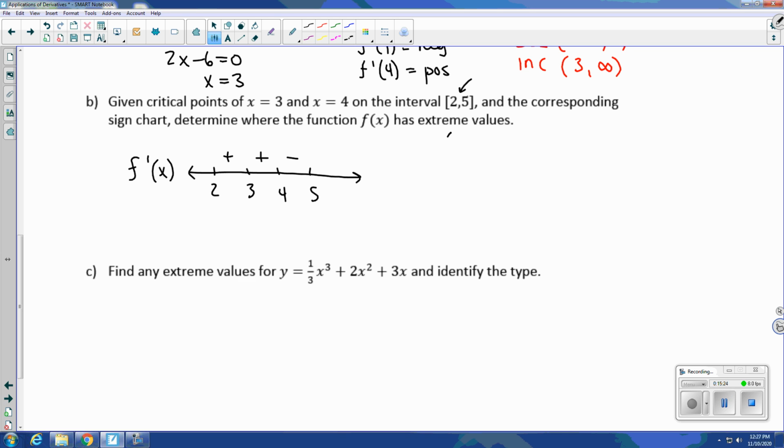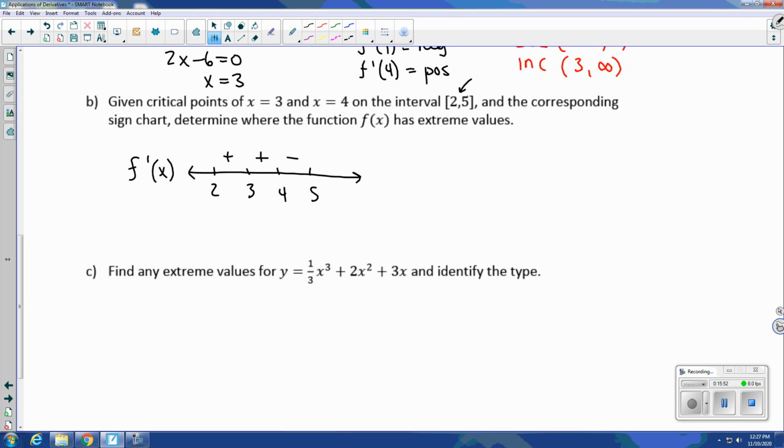If this was parentheses 2 to 5, then 2 and 5 are not included in the interval and therefore do not need to be considered. It's only if the endpoints are included in the interval, meaning it is bounded. Okay, so make sure you consider that interval notation. You see brackets include the values as critical points. The corresponding sign chart is given. Determine where f of x has extreme values.